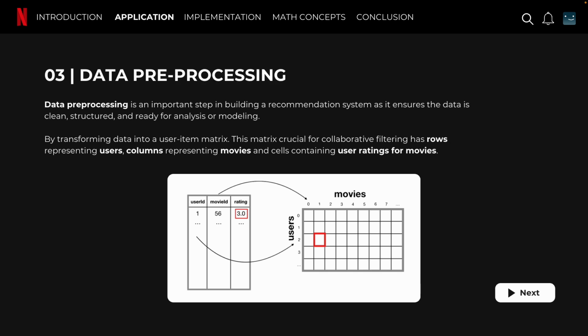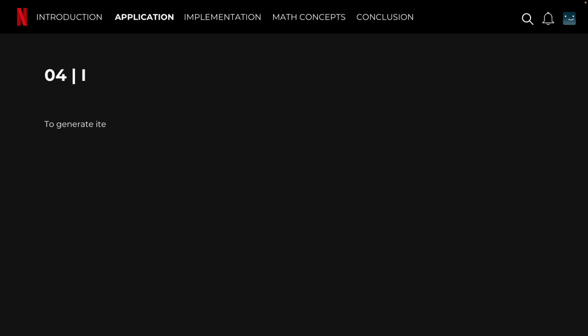Data preprocessing was the next critical step. Here we clean and organize the dataset, transforming it into a user item matrix. This matrix is crucial for collaborative filtering, where rows represent users, columns represent movies, and the cells contain ratings. This structure is the foundation for further modeling.